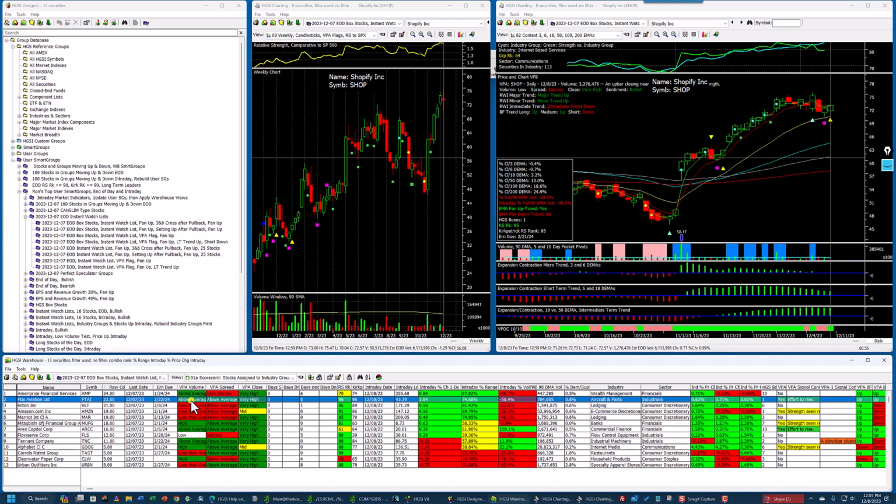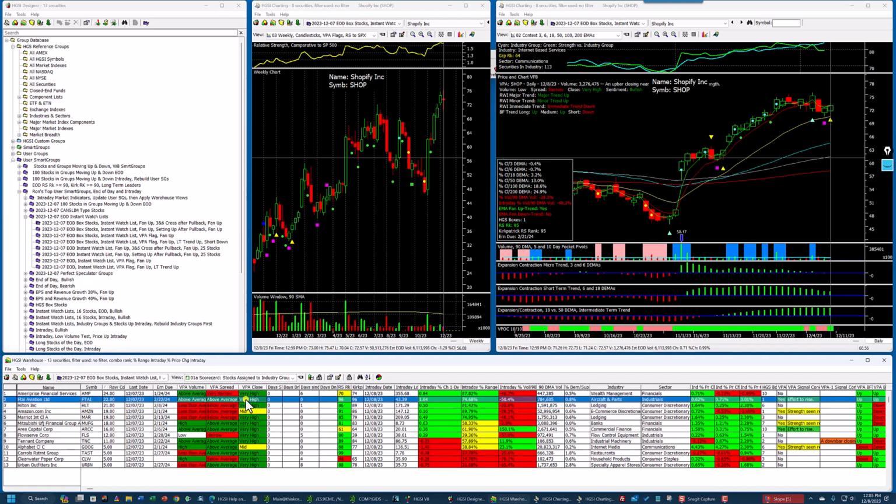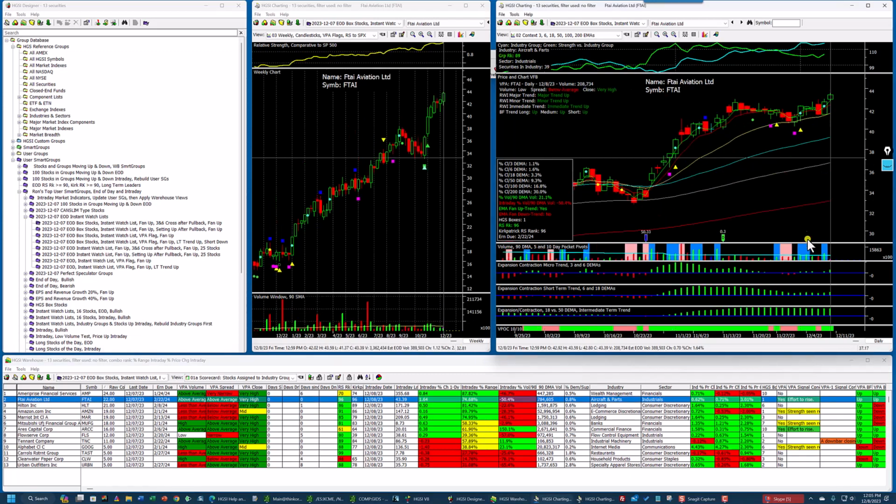I shouldn't say it's really breaking out because the volume wasn't there. But yesterday, above average volume, above average spread, and the close is very high. You can see the projected volume is not that great.